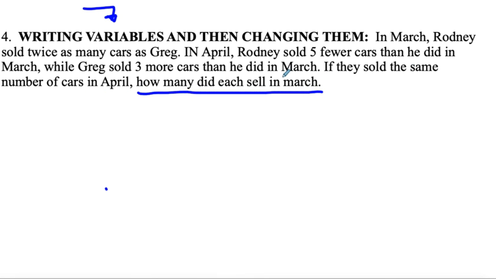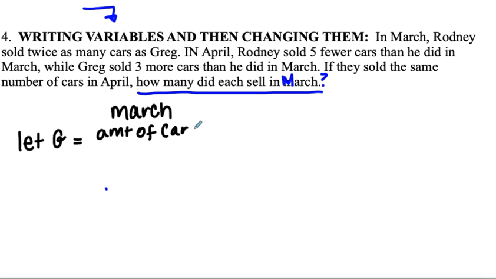So I'm going to start right there, and that should be a capital M, and that should be a question mark. I'm going to start with March, and I've got 2 people, Rodney and Greg. Rodney sold twice as many cars as Greg. So I'm going to let G equal the amount of cars Greg sold in March.